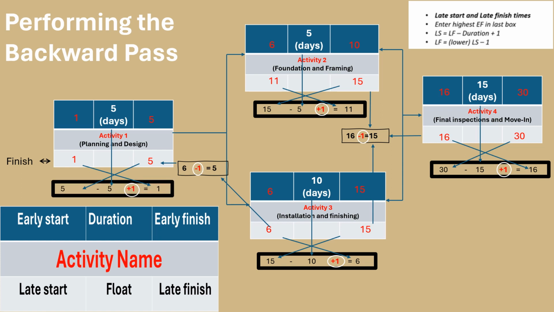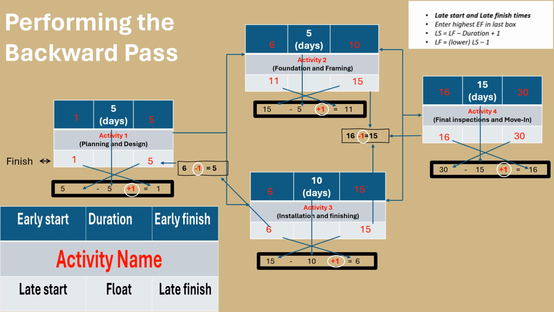In this practical example, I will walk you through the process of performing the backward pass step by step. To initiate the process, set the late finish for activity 4 to 30 days. Now, calculate the late start by subtracting the duration of activity 4, which is 15 days, from the late finish. Adding 1 to this result gives you a late start of 16 days. To move on to the next activity, subtract 1 day from the late finish, bringing it to 15 days.